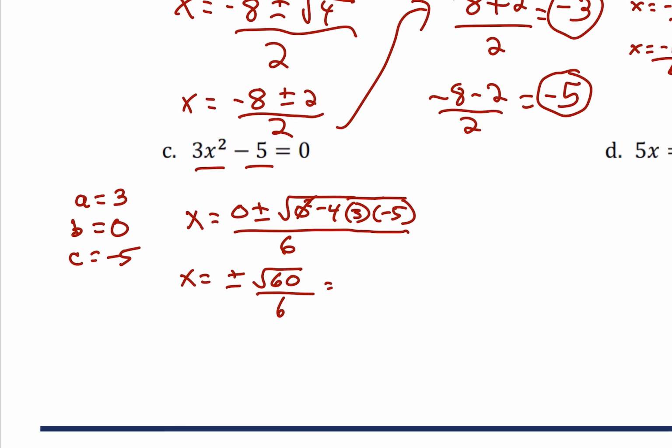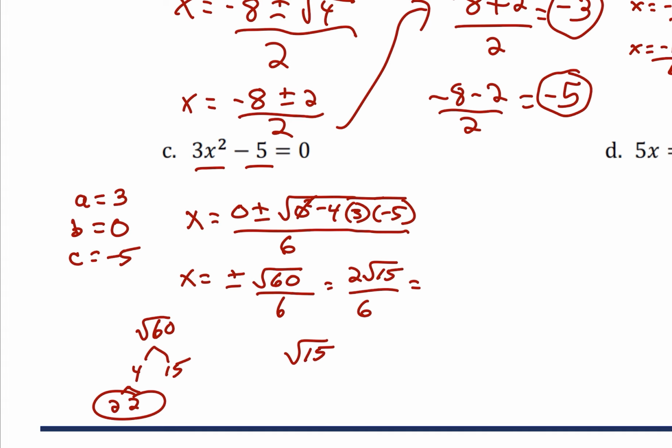And just like we simplified the square root in the last problem where we ended up with the 2 square root 19, we can simplify the square root of 60, because this time I'm going to break it down as 4 and 15. That becomes 2 and 2. So the square root of 60 can be written as 2 square root 15 over 6, which simplifies to the square root of 15 over 3 as our final answer. Oh, don't forget plus or minus. I forgot to rewrite that plus or minus, so don't forget that.